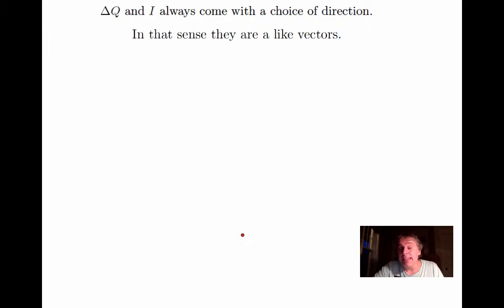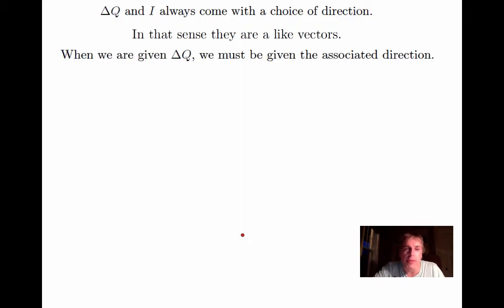Now, delta Q and I actually always come with a choice of direction. So in that sense, you can think of them as being a bit like vectors. It's not always clear in books. They don't always emphasize that delta Q is always associated with a direction, so they're not always careful about that. You'll see what I mean in a minute. I'll do an example and it will become clear.